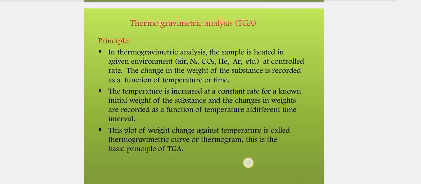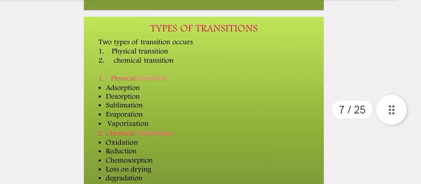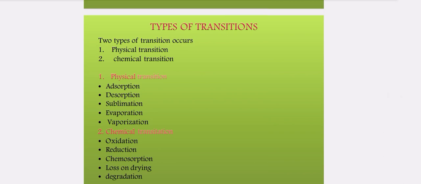And then the plot of the graph is done against the temperature. This is called the thermogravimetric curve, where we plot the graph of weight against the temperature. That is called as TGA curve. It has two types, physical transition and chemical transition. In physical transition, it includes adsorption, desorption, sublimation, evaporation, and vaporization. In chemical transition, it includes oxidation, reduction, chemisorption, loss and drying, and degradation.